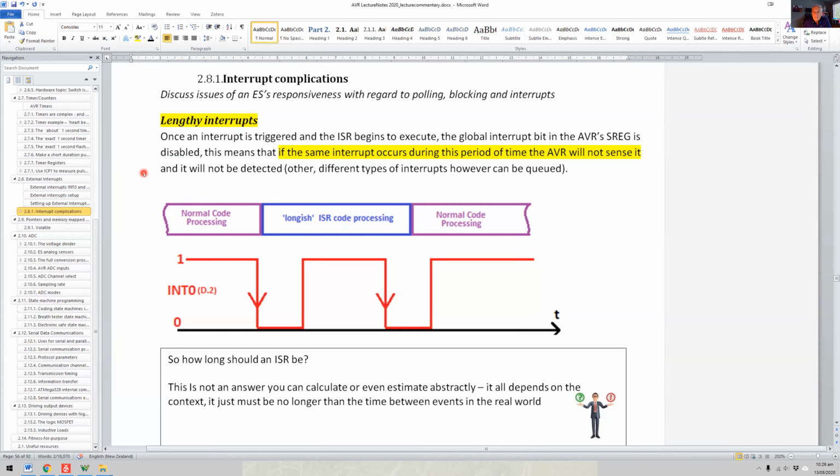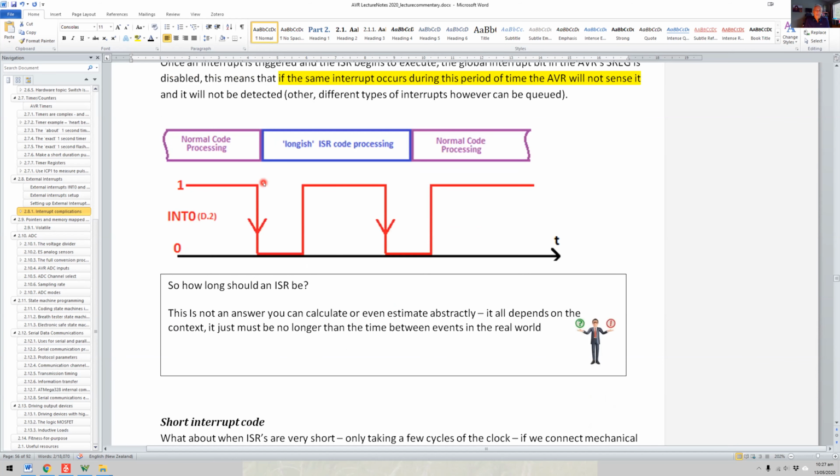Hi, welcome back. Now we're going to look at some of the complications that occur when we're using interrupts. They're not our response to everything, but they can be a fantastic response to some of the problems we face as embedded systems engineers if we use them wisely. And that means understanding some of the limitations and complications of them.